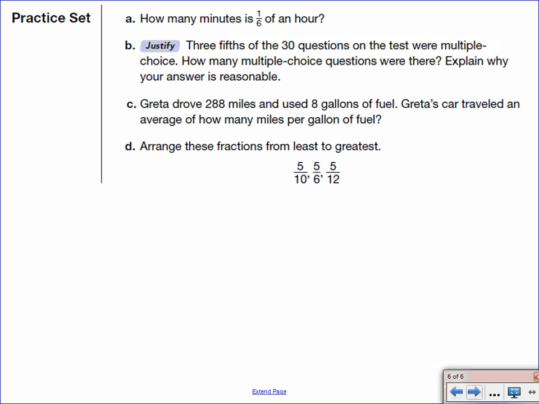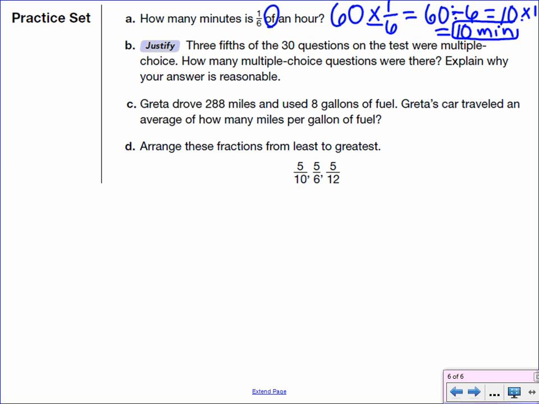All right, so the practice. How many minutes is 1/6 of an hour? Well, an hour is 60 minutes total. So we want 60 times 1/6, or 1/6 of 60. Remember, of and times are the same thing in math. So I would divide by the denominator. 60 divided by 6 is 10. And I could go through and multiply by the numerator. It's not going to change it in this case because it's still going to be 1. So 10 minutes is 1/6 of an hour.